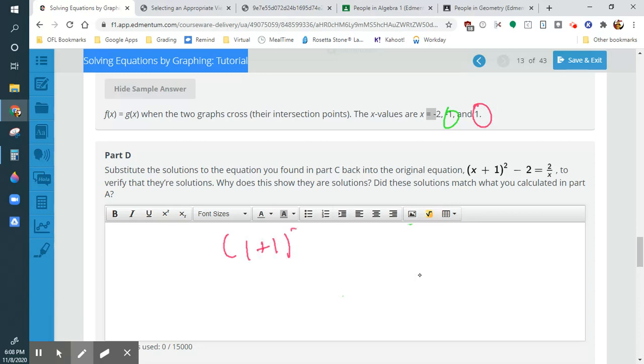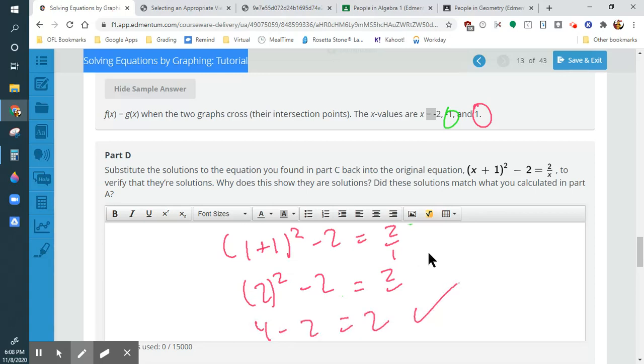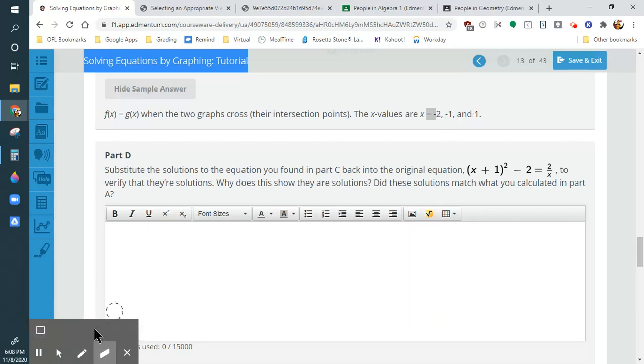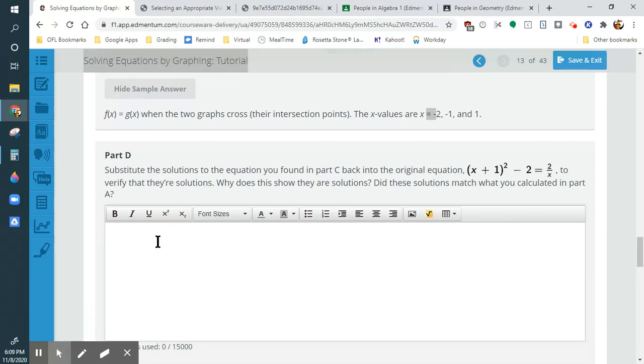It took too long. So for 1: 1 plus 1 squared minus 2 equals 2 over 1. So this is 2 squared minus 2 equals 2 over 1. So this is 4 minus 2 equals 2. And that's good to go. And they want you to explain why this proves it. So why does this show that these solutions match the calculated part?